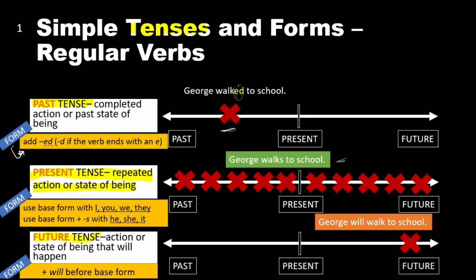So let's look at our example. We have George will walk to school. And notice that the action on our timeline is in the future, not happening in the present, not happening in the past. How does the reader know this? Because of the use of the word will, the helping verb will, and the fact that my verb is just the base form of the verb, walk.